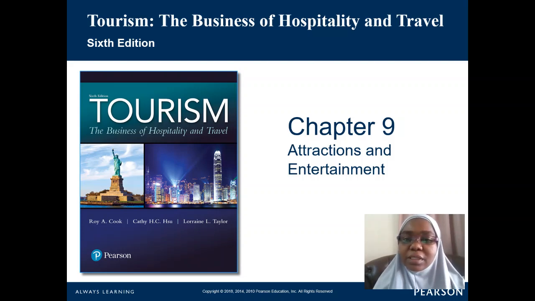We shall be discussing attractions and entertainment, as this is another aspect that is very important to the tourism industry. Having talked about food and beverages in the last class and some other important aspects such as accommodation, it's also very important to make mention of attractions and entertainment, as they account largely for reasons why people even travel in the first instance.